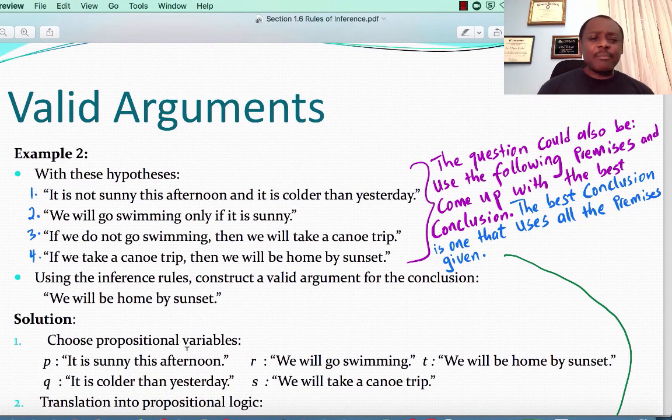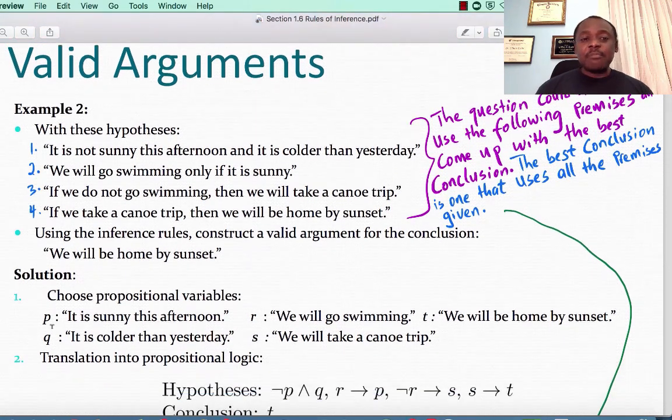In this particular example, you are actually given the conclusion, but let's say the conclusion was not given. I give you these 4 premises and ask you to come up with the best conclusion, which is one that uses all the premises. So, this is what we do. Let P be, it is sunny this afternoon. R, we will go swimming. T, we will be home by sunset. Q, it is colder than yesterday. S, we will take a canoe trip.